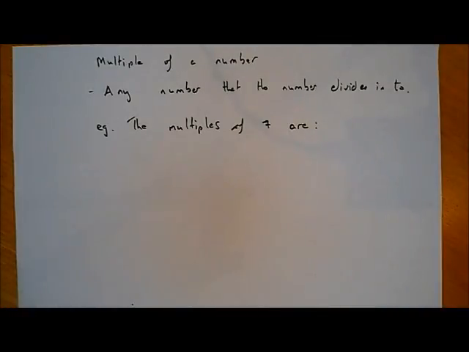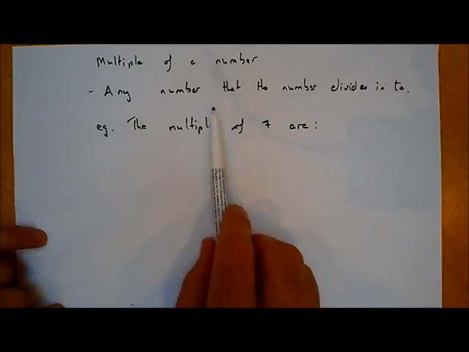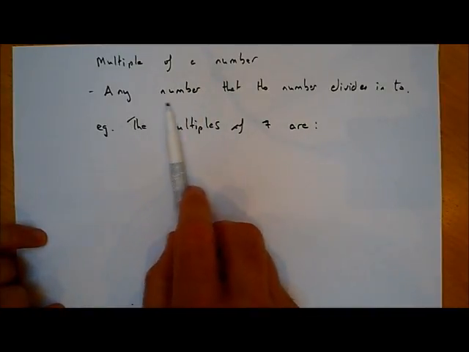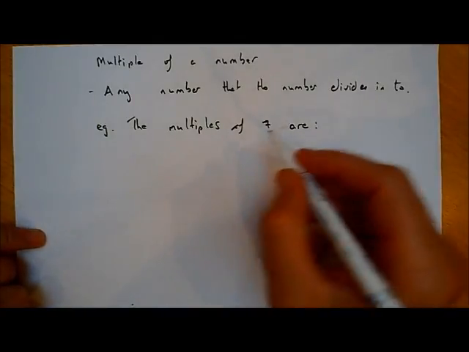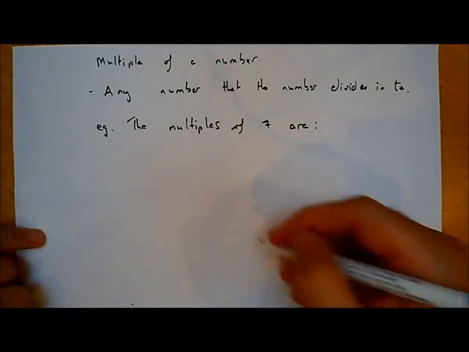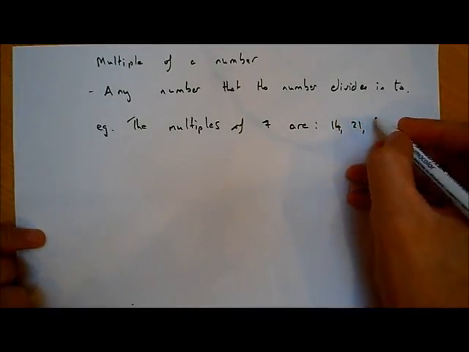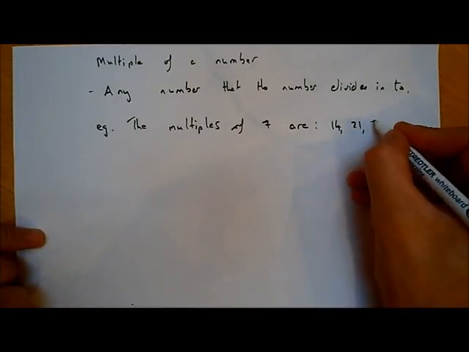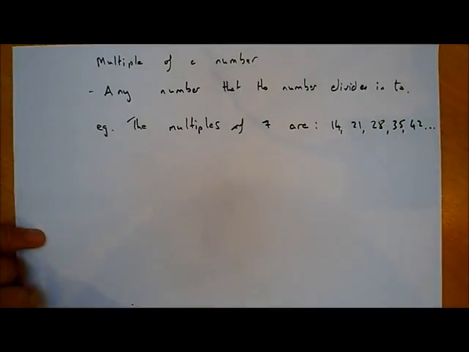The second idea is the idea of a multiple of a number. It's very simple as well. A multiple of a number is any number that the number divides into. For example, the multiples of 7 are any number that 7 divides into. So 7 divides into 14, 21, 28, 35, 42. They're all multiples of 7. I could keep going like that. So it's any number that the number divides into. It's just the multiples.